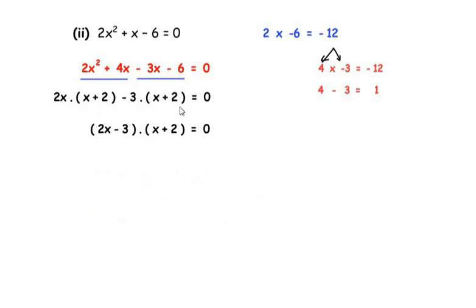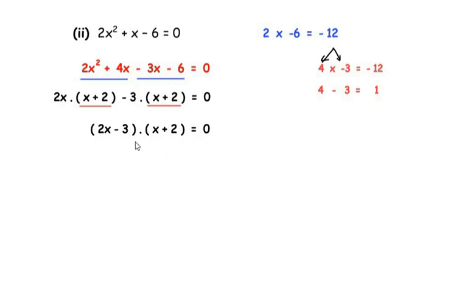Now here we are left with two terms, and x plus 2 is a common factor in these two terms. So we have pulled it out and written the x plus 2 over here. And the remaining terms, that is 2x minus 3, becomes the second factor. So the two factors which we get over here are 2x minus 3 times x plus 2 equal to 0.